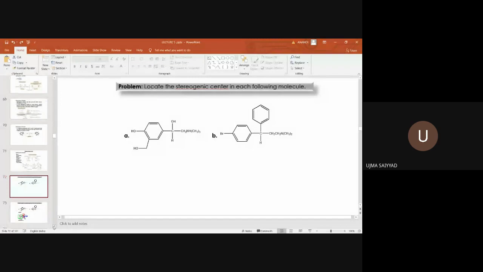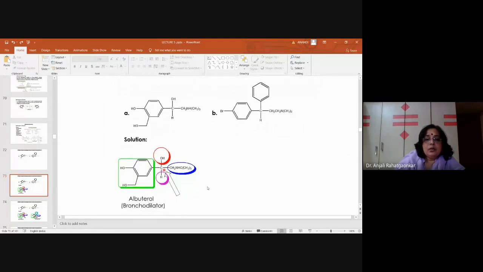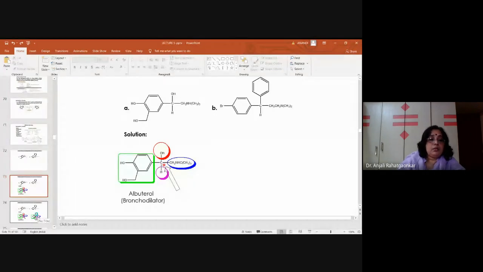Yes, ma'am. So this is the answer. This is the first group, this is second group, this is third group, and this is the fourth group. And which one is the stereogenic center? This one is the stereogenic center. And this is a bronchodilator, albuterol. This is albuterol. So maximum molecules possessing chiral centers, they are very biologically active compounds.